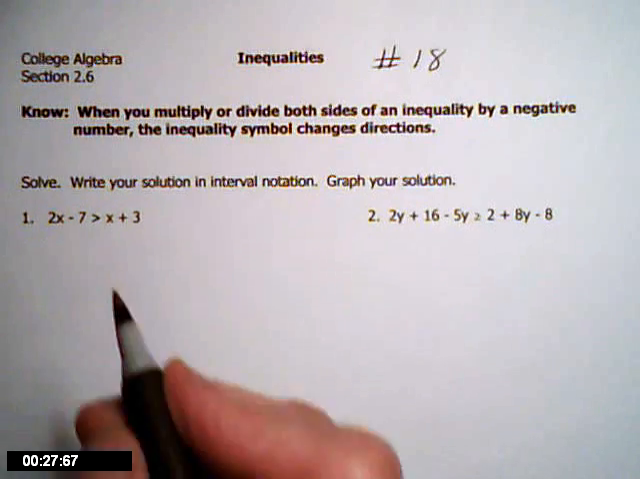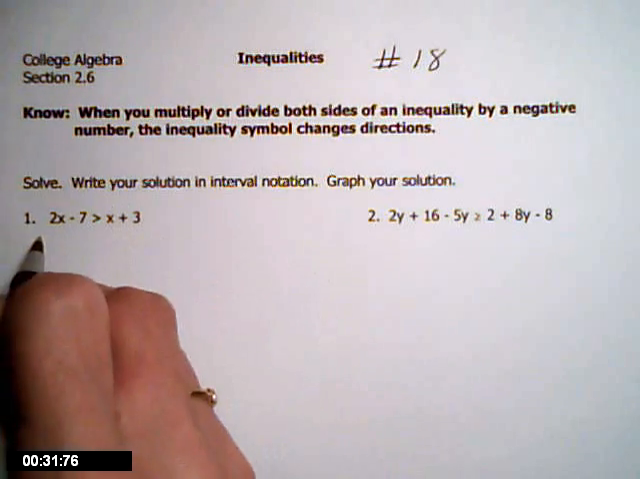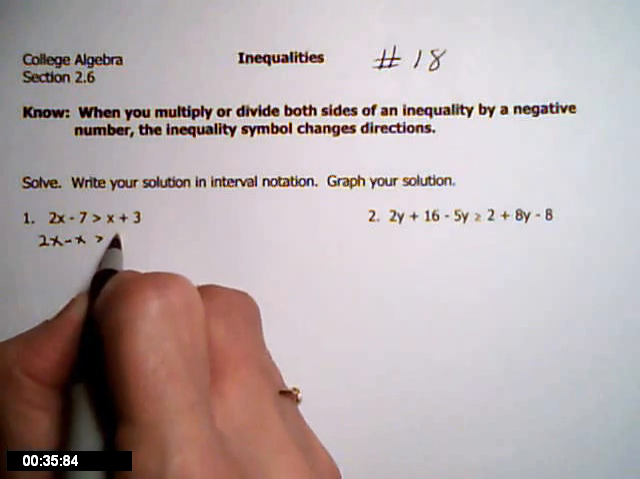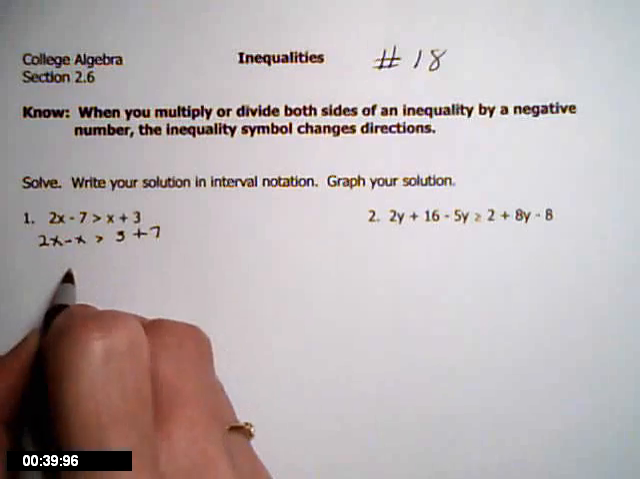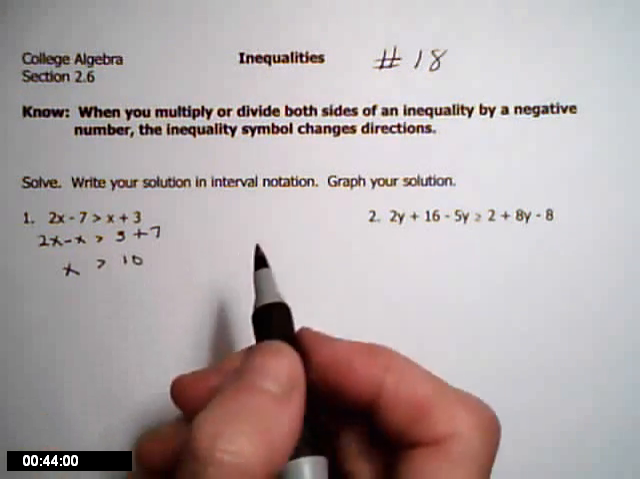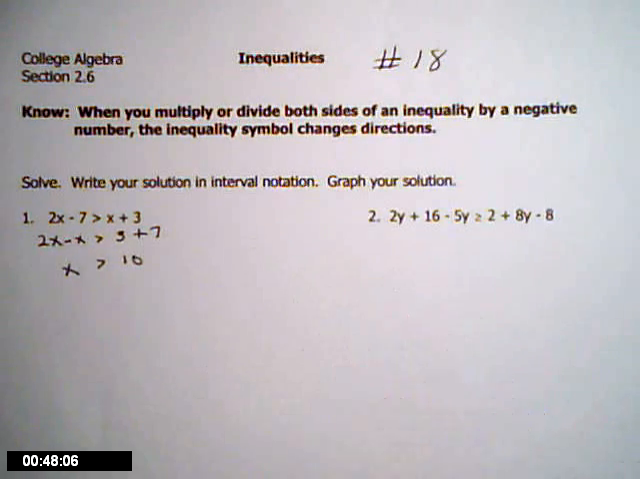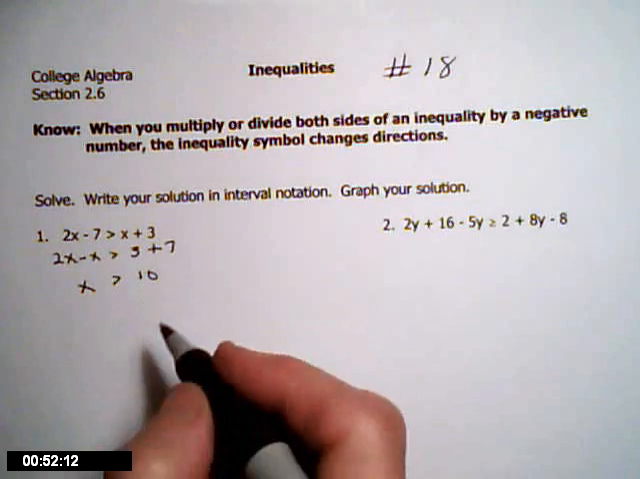Alright, let's look at problem number 1. This is a linear inequality, so I'm going to move my variables to one side, my constants to the other side. I'm going to combine like terms, and I get x greater than 10. I didn't multiply or divide by a negative. Now what we want to do is three things. This is my inequality answer.